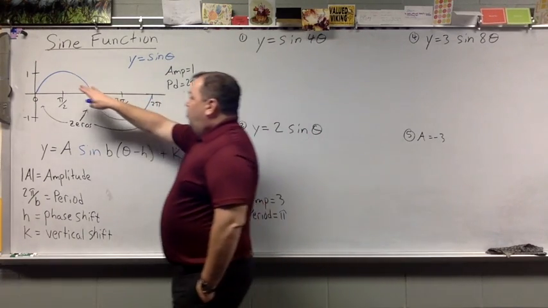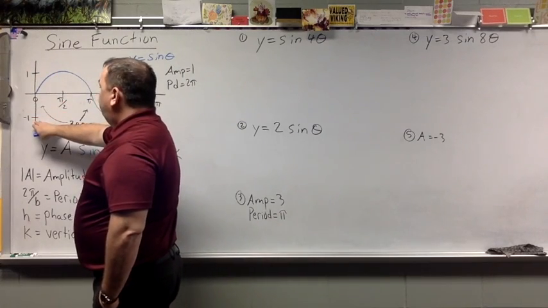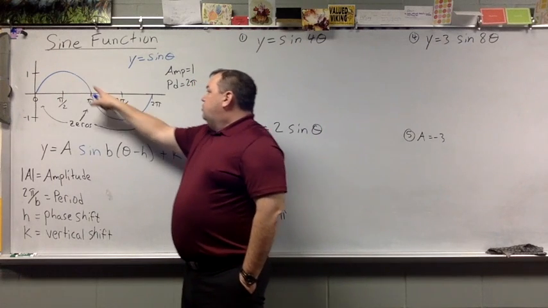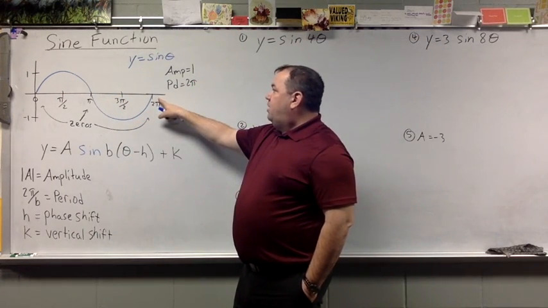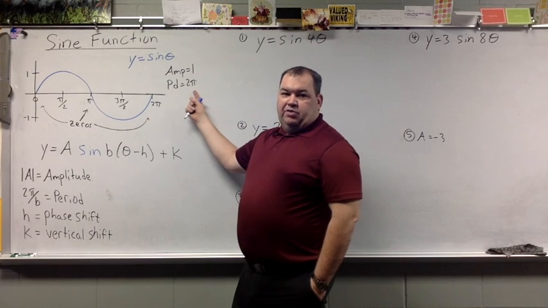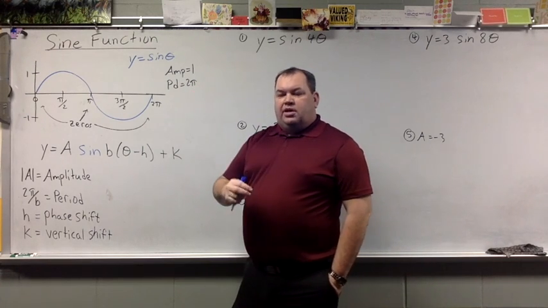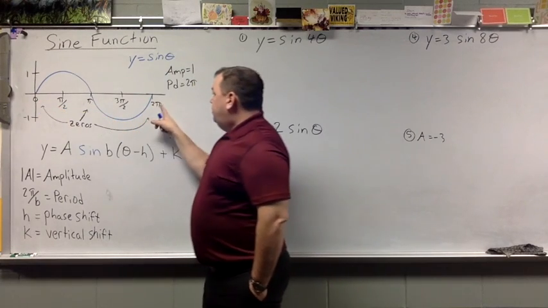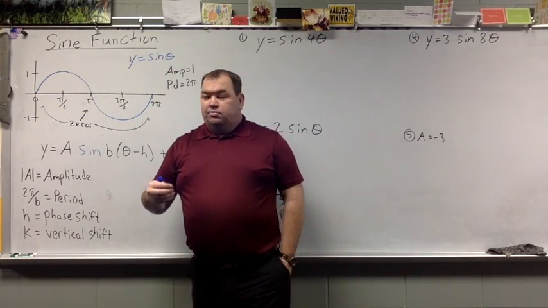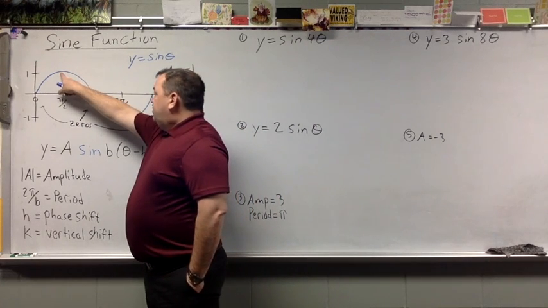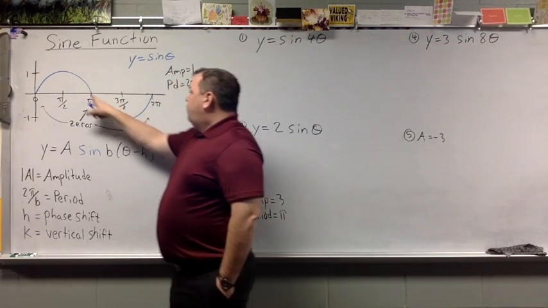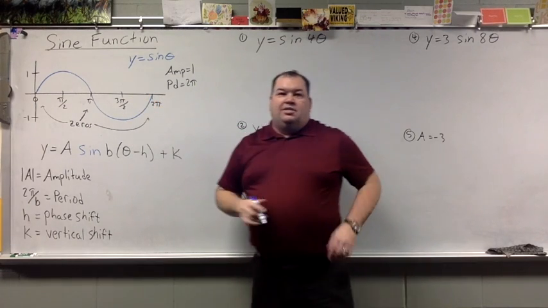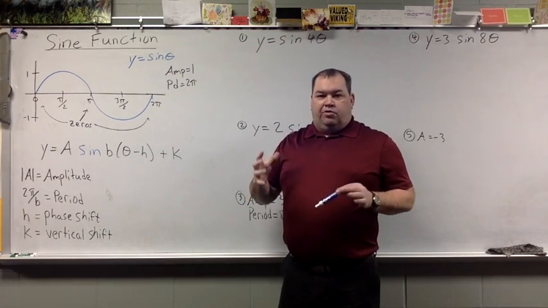We never went above 1. We never went below -1. That would be our amplitude. And this thing starts repeating after 2 pi, so that would be our period. That's where these two numbers come from. A couple other key pieces. Everywhere it crosses the x-axis here, those are the zeros. And I've got a maximum here at pi over 2, and I've got a minimum here at 3 pi over 2. So this is the basic sine curve. This is where we're going to work from.